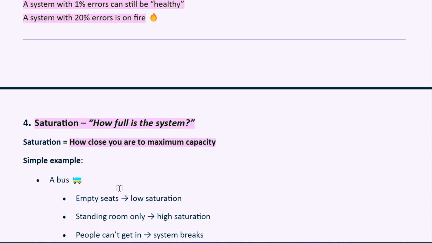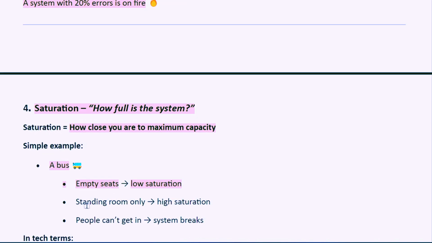In a simple example, if you have a bus, an empty bus means low saturation. Standing room only means high saturation. That means all the seats are filled and you have only standing room left. People can't get inside. That is called system break. That means the bus is completely packed and somebody wants to come inside, but there is not much space to come inside the bus. So that is called system break completely.